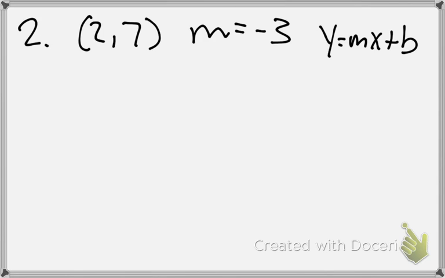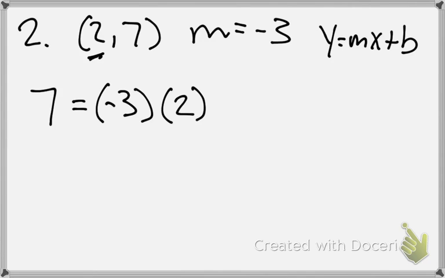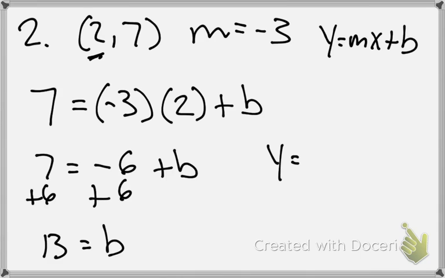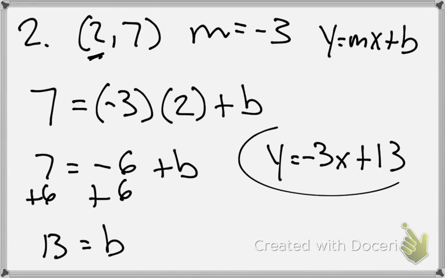So in this case, when I plug in y, I'll start with a 7 is equal to, my slope is negative 3, and the x value I'm given is 2 plus b. So then I'm left with 7 equals negative 6 plus b. I'm going to add 6 to both sides, which leaves me 13 equals b. So now to write the final equation of my line, I'm left with y equals negative 3x plus 13.